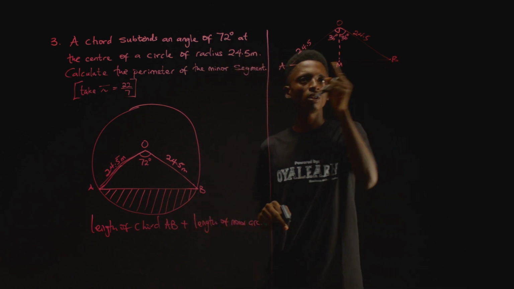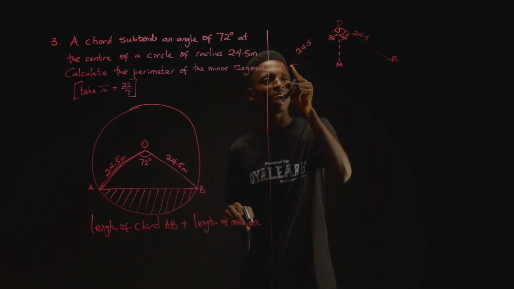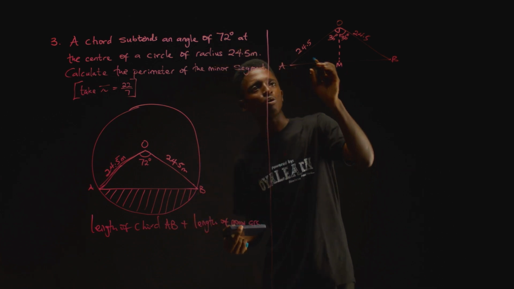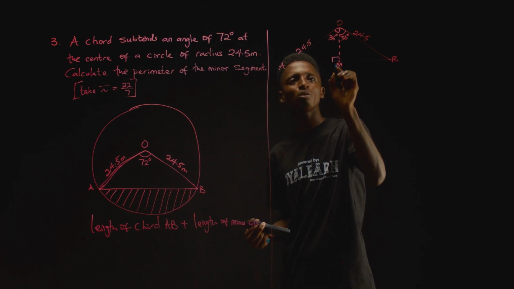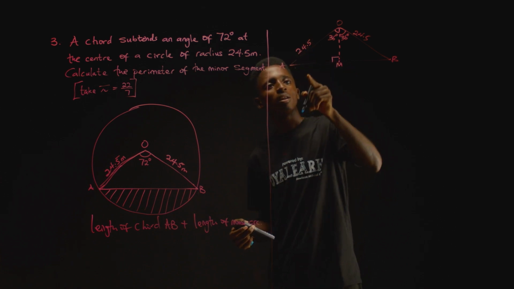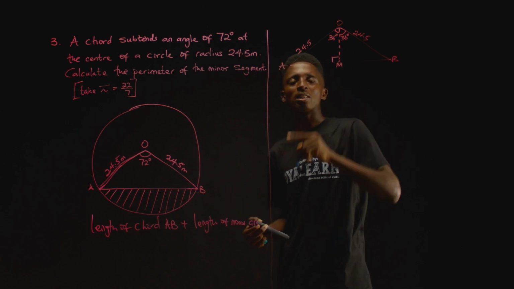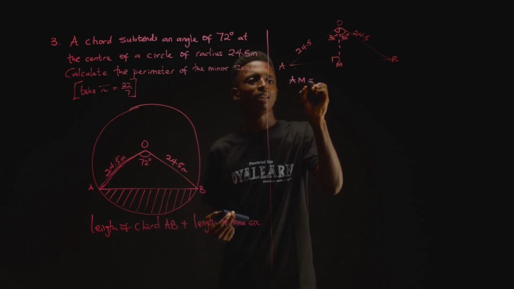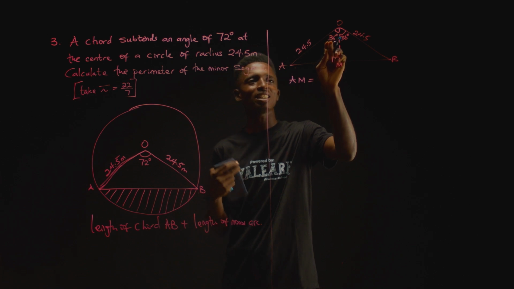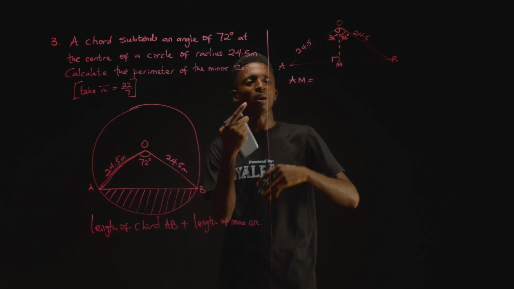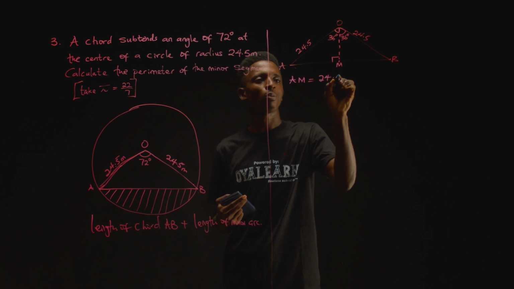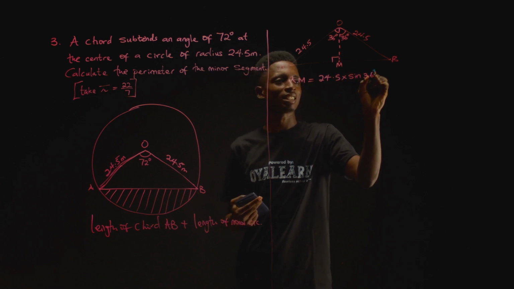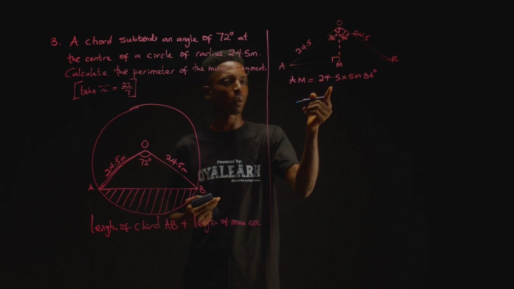So to get the full length here, what I need to do is to find one of these and then multiply it by 2. So how can I get AM? Now look at this, this becomes my hypotenuse because this is a right angle. This is my hypotenuse. This is the opposite. So what do we use there? Sine, right? So AM becomes, now remember that sine 36 is supposed to be opposite over hypotenuse. So when we switch it, it becomes 24.5 multiplied by sine 36 degrees.